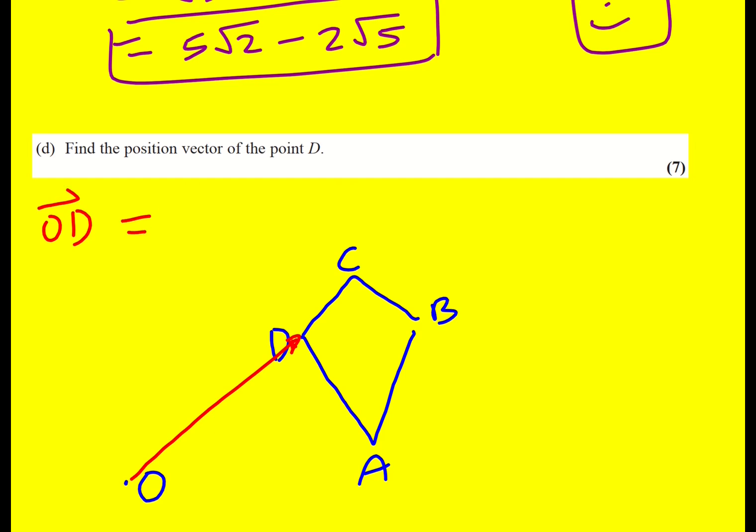Now, one way of doing it is to think, right, I'm going to actually go O to B. And then I'm going to go from B to D. I'm going to put a point here because actually that's what you have to realize to do in this question. So it's going to be, that's a Y rather than an X. Let me do that again.